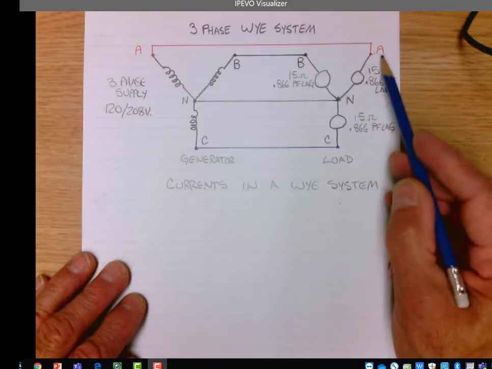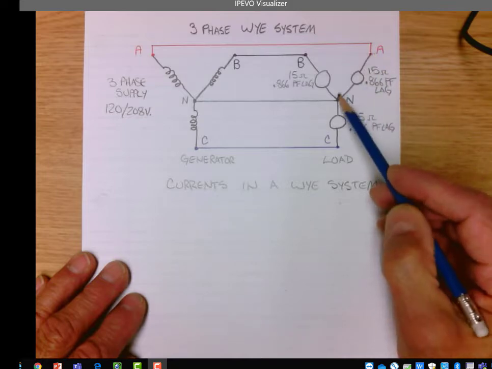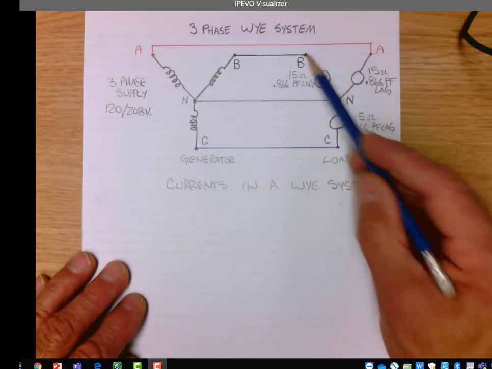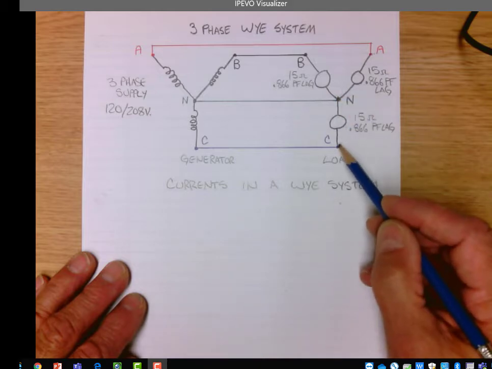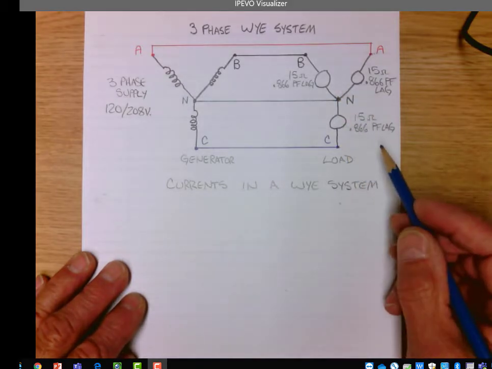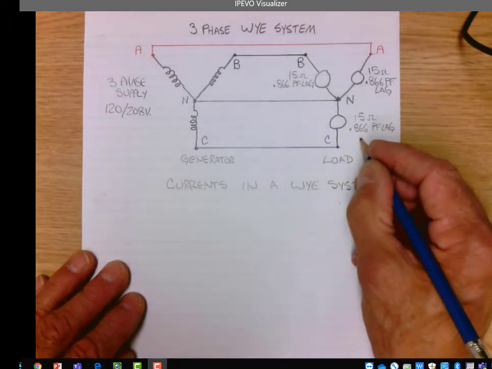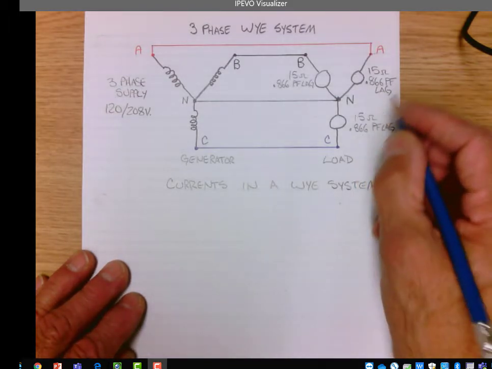Load A is connected across A to N for a voltage. Load B is connected across B to N for a voltage. Load C is connected across C to N for a voltage. So the loads always see phase voltage. Phase voltage for this system is always the lower voltage of the two. So our voltage across each load is 120 volts.